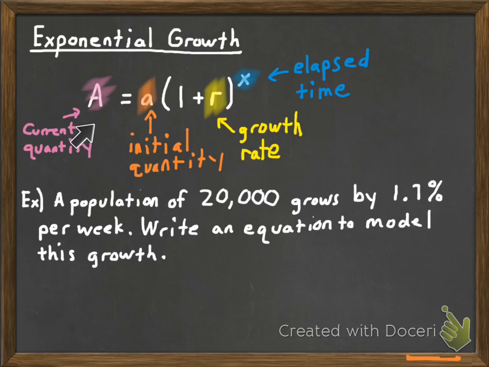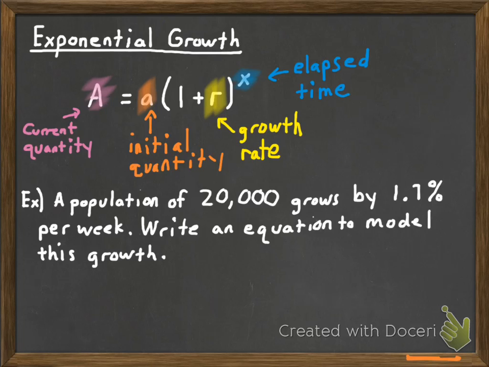The equation calculates the current quantity of whatever is growing exponentially based on the initial quantity, the growth rate, and how much time has passed. Whether that's in days, months, years, or seconds depends on the individual problem. Let's take a look at this problem. It says that a population of 20,000 grows by 1.7% per week. There's our fixed rate of growth over a fixed time period. That means exponential growth. Write an equation to model this growth.